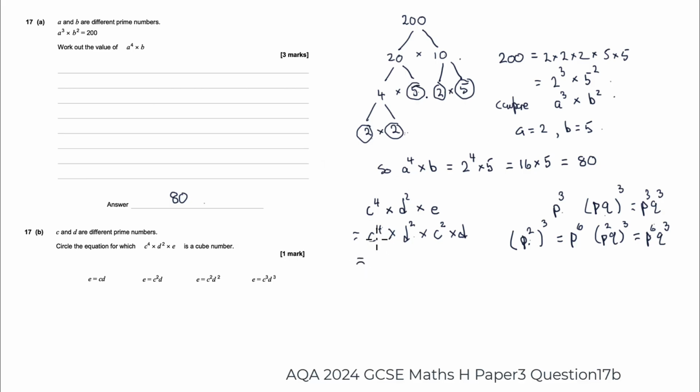So what do we get? We get c to the power 6 times d to the power 3, and I think that is a cube number, because if we write it as c squared d cubed, that'll give us our c to the power 6 and our d cubed. Let's just check that. c squared d times c squared d times c squared d. There's c squared times c squared times c squared will give us our c to the power 6, and d times d times d gives us d cubed, and that is a cube number. So what are we making e? We're making it c squared d, which is that choice.